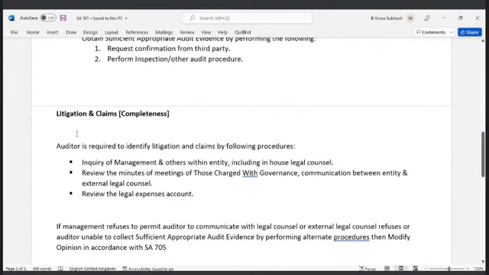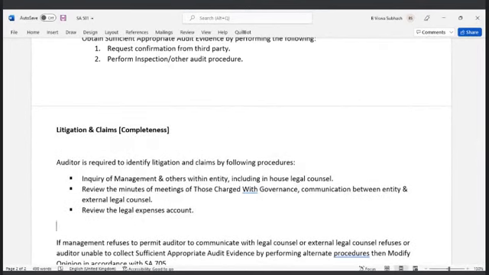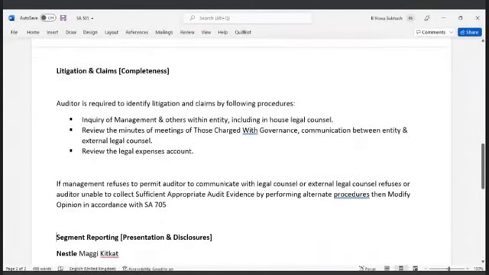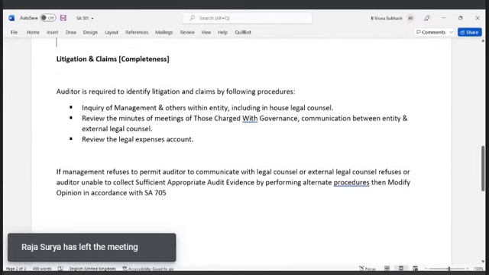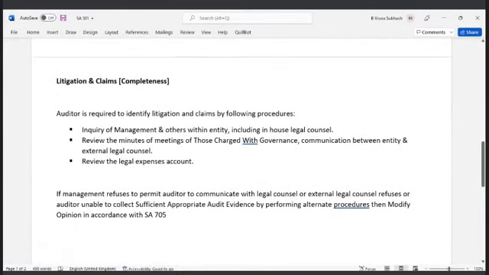Okay, now let us go to the next part of it, which is litigation and claims. When you're talking about litigations, what are they? Litigations are basically legal instances. You are in some legal tangle.